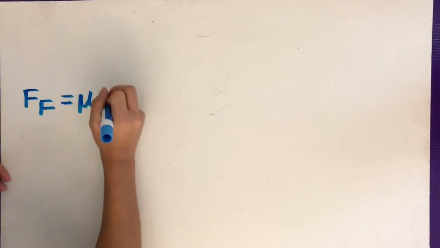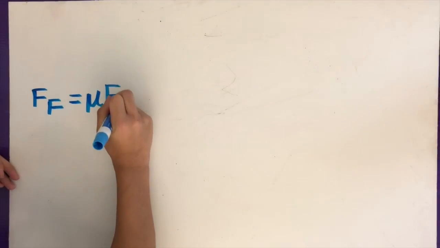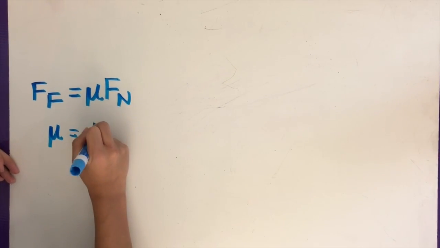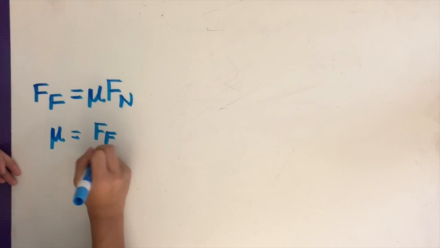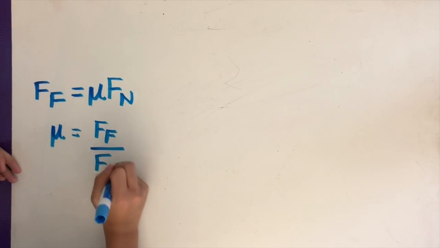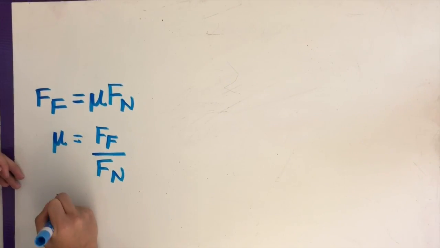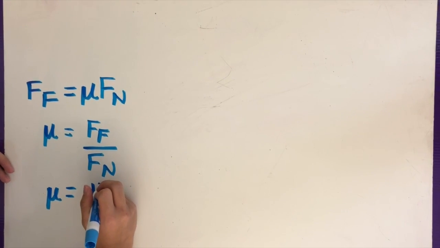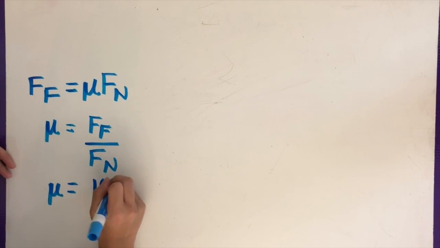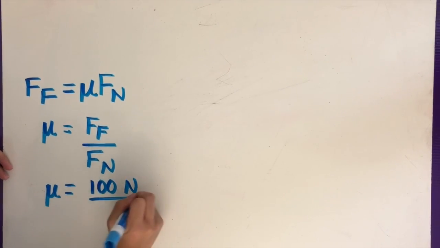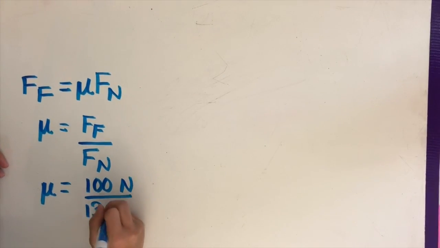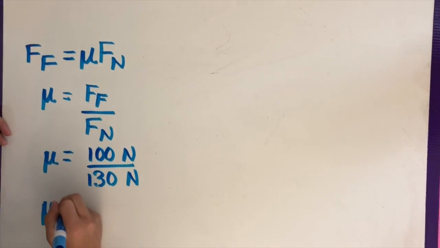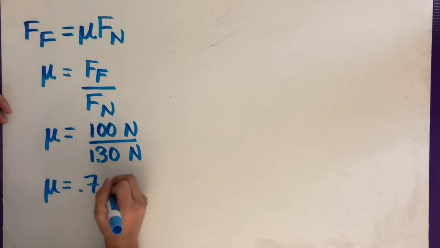Frictional force equals mu times Fn, and we're going to isolate mu now, making mu equal to Ff, which is frictional force, over Fn, normal force. Then mu is going to be equal to 100 newtons over 130 newtons, and then mu will equal 0.769.